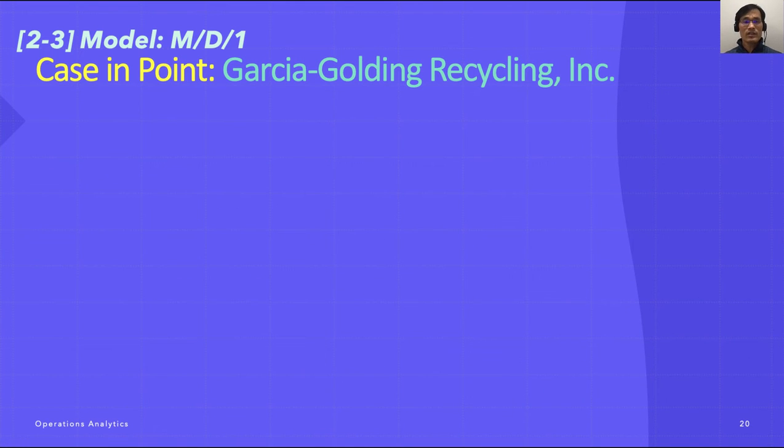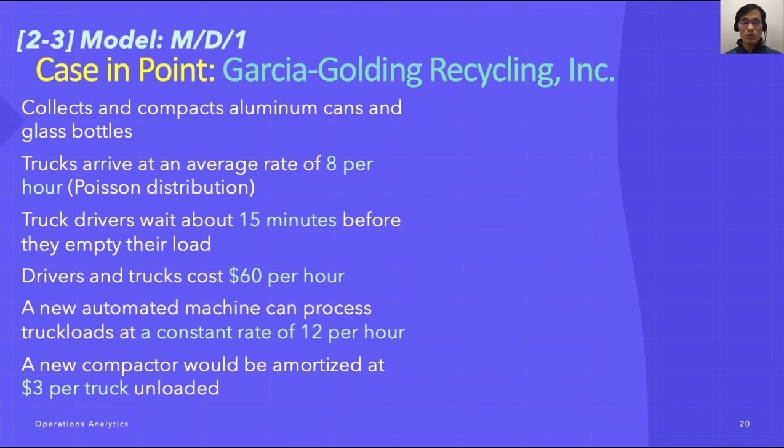Now let's take a look at this new case, which is Garcia Golding Recycling Incorporation. Garcia Golding Recycling Incorporation collects and compacts aluminum cans and glass bottles. The trucks arrive at an average rate of 8 trucks per hour. So that's a Poisson distribution, which is familiar to us. Truck drivers wait about 15 minutes before they empty their load. So that's 15 minutes of wait time there.